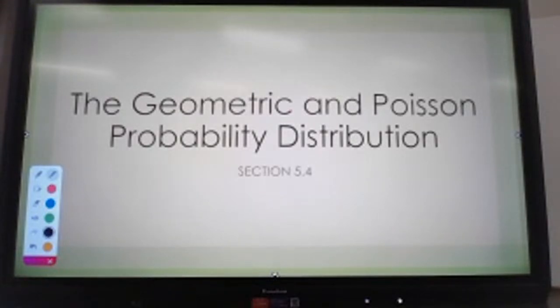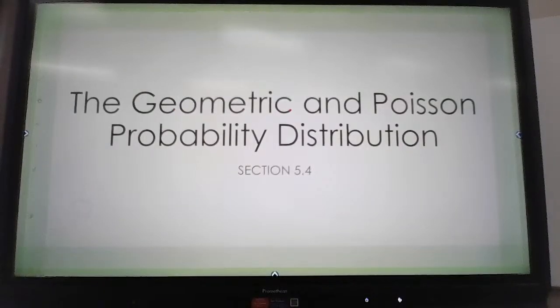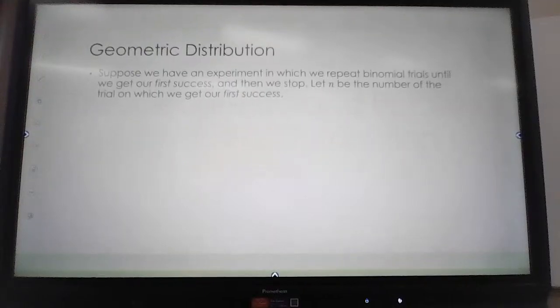All right, this last section of chapter 5 is on the geometric and Poisson probability distributions. The geometric and Poisson probability distributions are two special types of binomial distributions. So let's start with the geometric distribution.